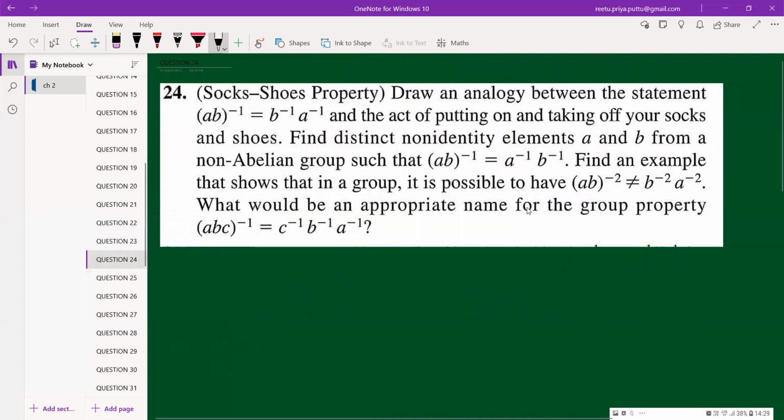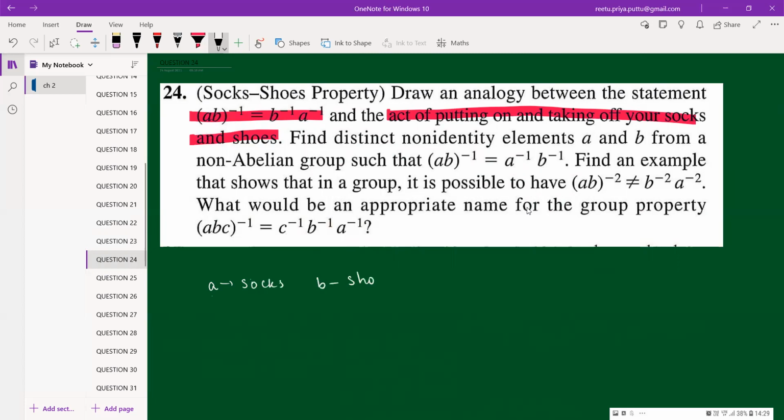The next question, 24, is the Sock-Shoe property basically. So we have to draw an analogy between this statement and the act of putting on and taking off your socks and shoes. This is a very interesting question, and I'll show you what happens. Consider A as your socks, and B as your shoes.